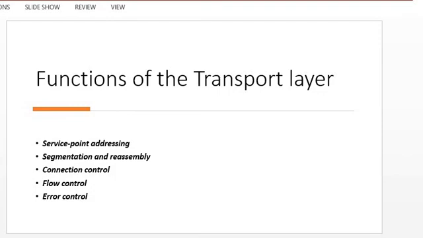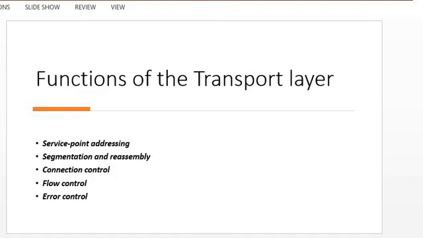Then we have the function of segmentation and reassembly. This is where a message is divided into segments, with each segment containing a sequence number. These numbers enable the transport layer to reassemble the message when the segments arrive at the destination. Because our message might be huge, for it to be successfully transmitted, it might need to be broken into parts, then dispatched over the network.